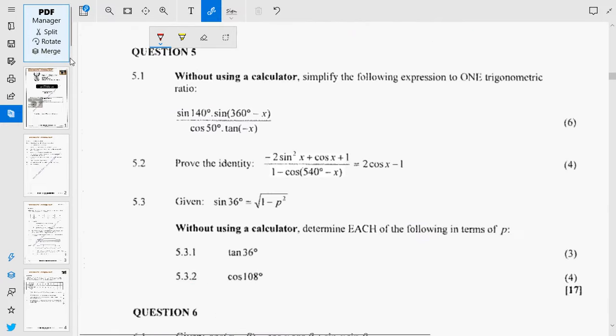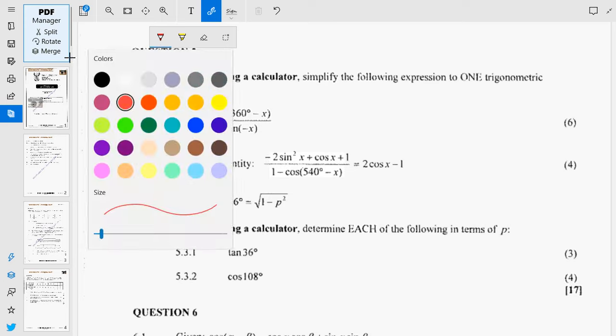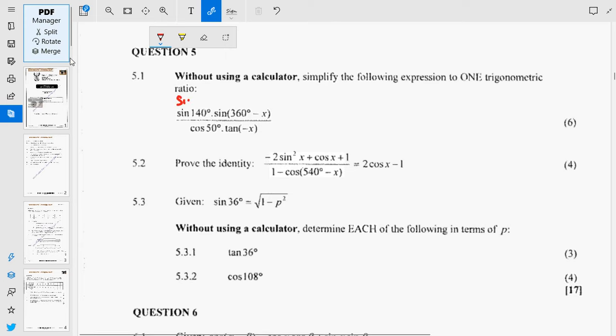Now, the next question is on trigonometry, and this question 5 is a straightforward question. They're saying, without using a calculator, simplify the following expression to 1 trig ratio. Now, the first thing you're going to do here is reduce this to sine 40. This is sine 50 already. This is equivalent to sine x, and this is equivalent to negative tan x.